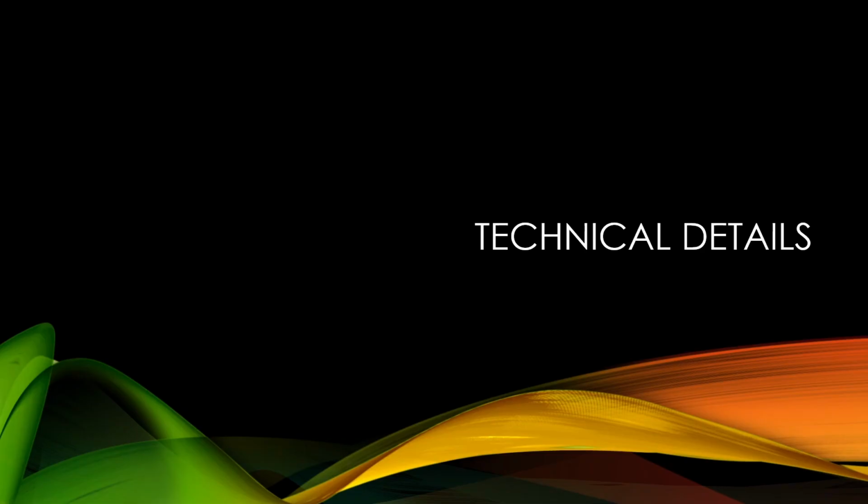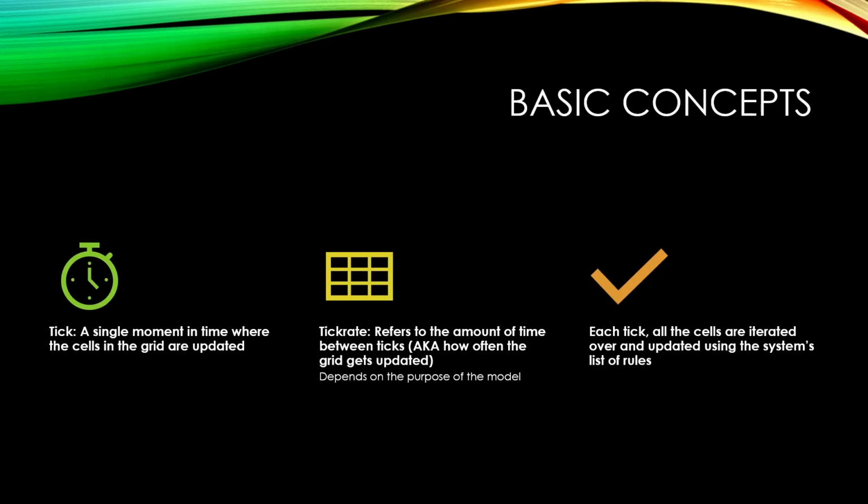Alright, so now I'm going to move on into the technical details of how cellular automata works under the hood. So the first basic concept is a tick, which is just a single moment in time where all the cells in the grid get updated. Then you have the tick rate, which is the amount of time between ticks, aka how often the map gets updated.